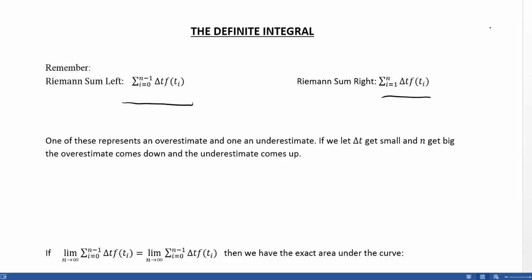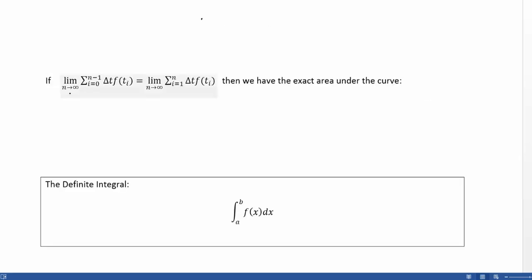So mathematically, if we want to put in almost infinitely many rectangles here, the way that we're going to represent that is with a limit. We're going to take the limit as n goes to infinity of our left-hand approximation and the limit as n goes to infinity of our right-hand approximation. And when these are equal, that means that the overestimate has come down and the underestimate has come up, and so our bounds are equal. When that happens, we have the exact area under the curve. So if we put in enough of these rectangles, we're able to determine the exact area under a curved function.